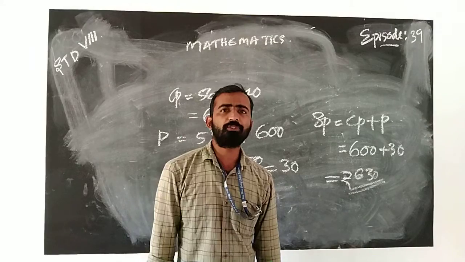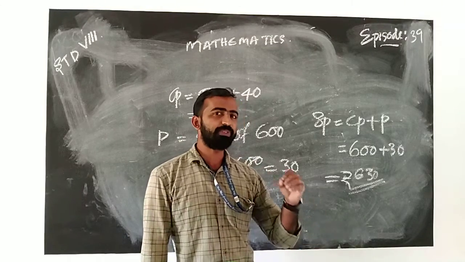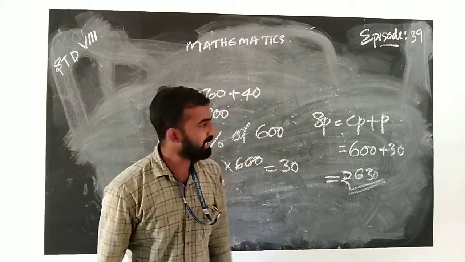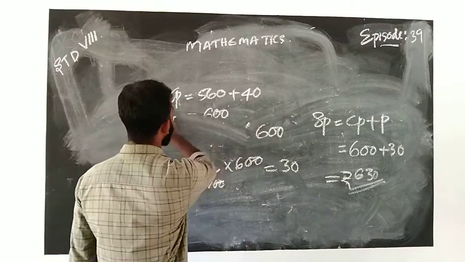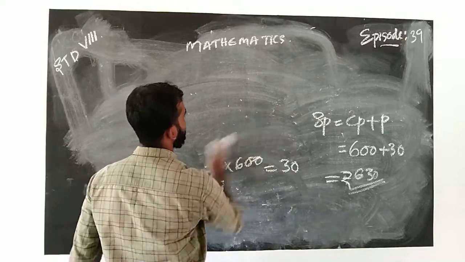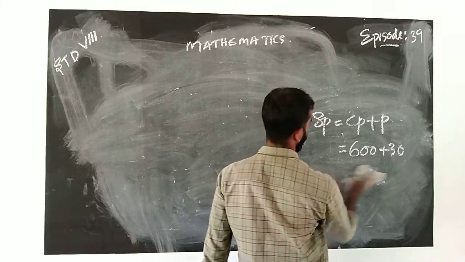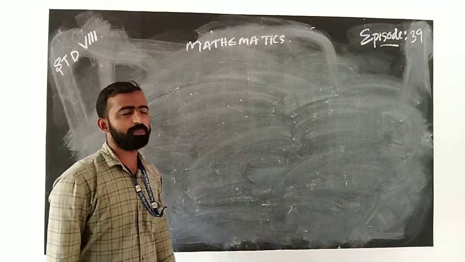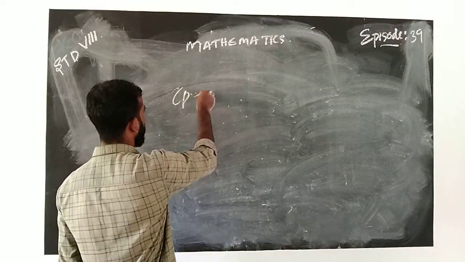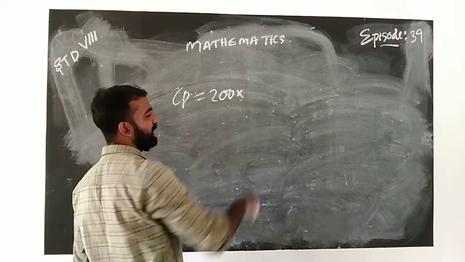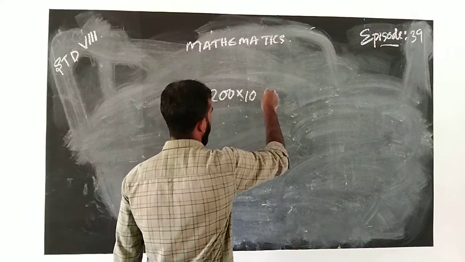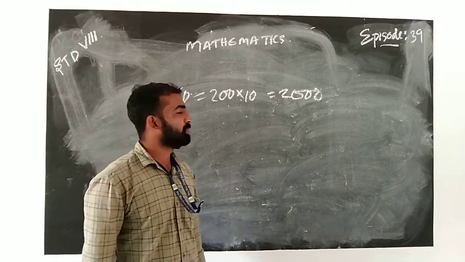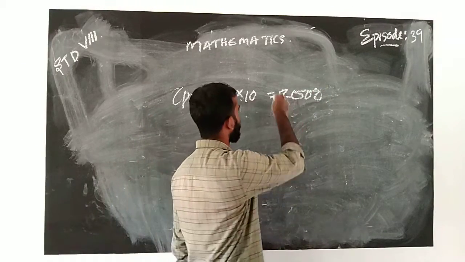What do we first do? We find the cost price. Cost price is 200 bulbs into 10 rupees. That is 2000 rupees.